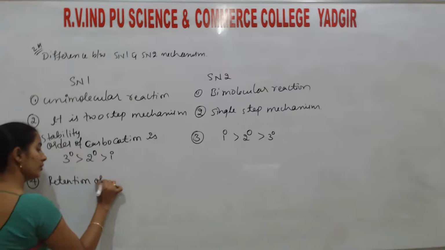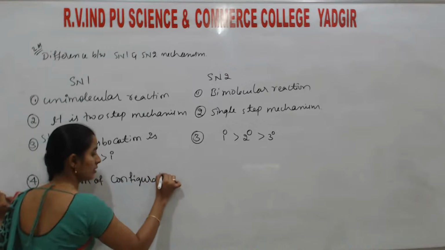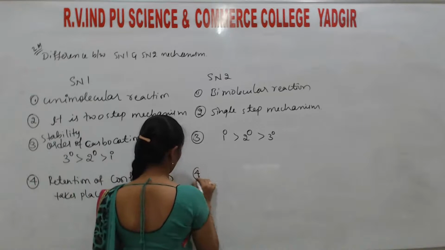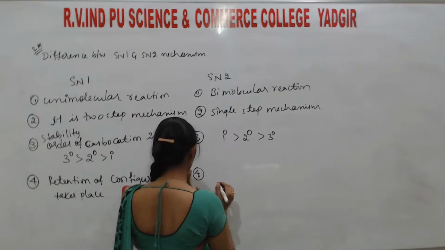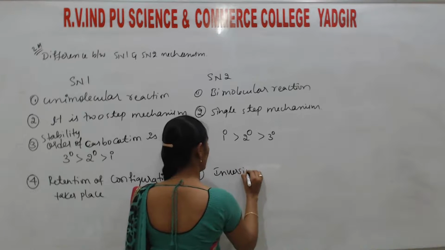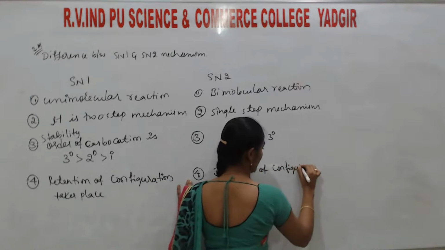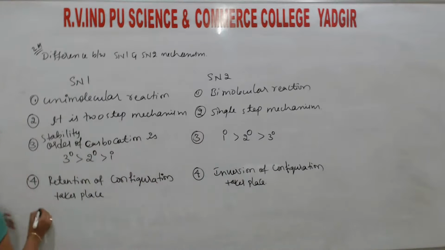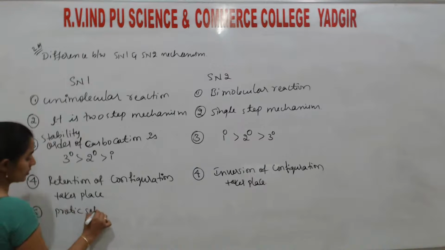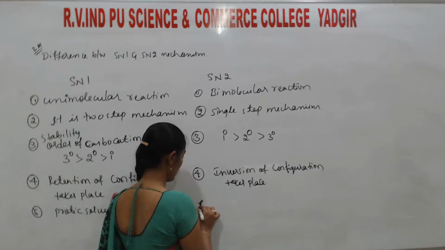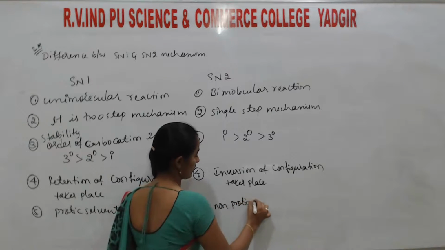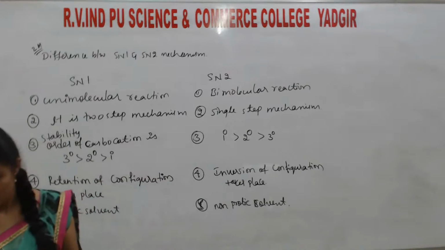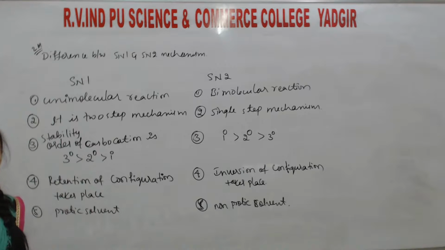Next, here retention of configuration takes place. Here, inversion of configuration takes place. Remember students, this one takes place in protic solvent. This one takes place in non-protic solvent. Understood? Okay, this is all the difference between SN1 and SN2 mechanism.